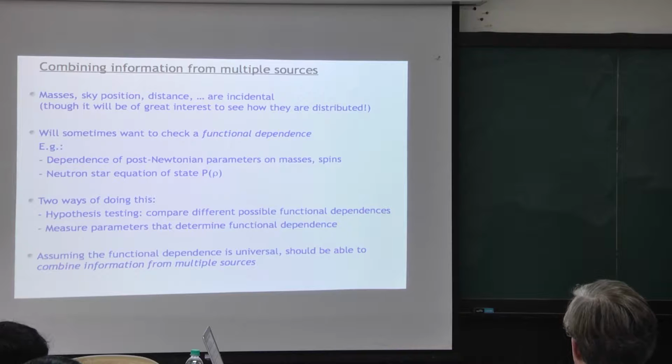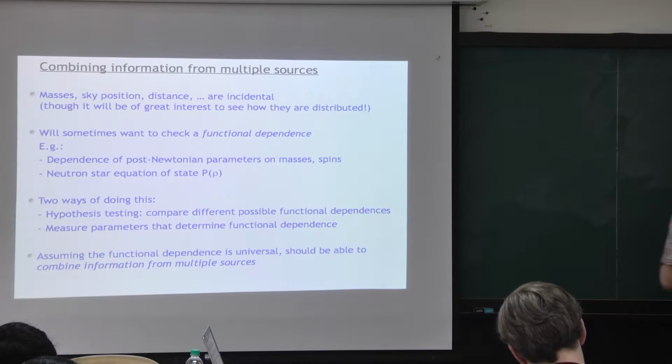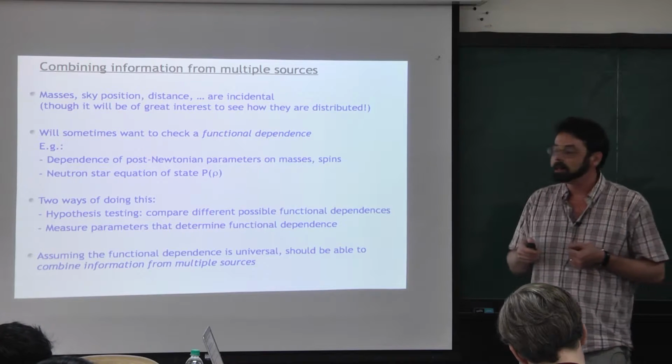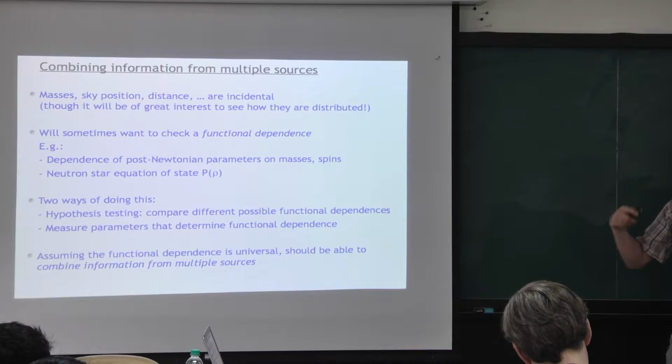In other words, if there is some functional dependence like P of rho that you want to measure, then maybe you want to model P of rho with a finite number of parameters, and then those parameters will be the same for all sources because they are the parameters that determine the functional dependence. And then there will be a way of combining information across sources to get a much sharper result.